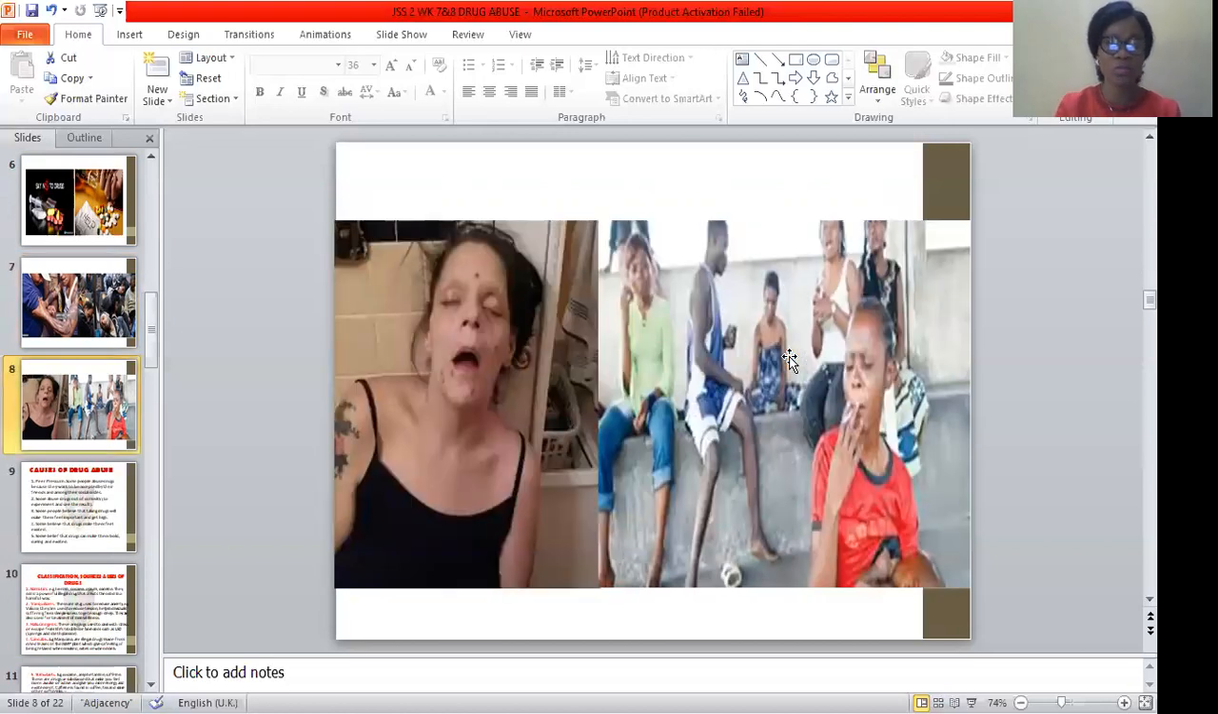You can also see this lady here. I believe this is her bedroom or her home. She has taken enough drug that, look at the way she's even looking. She looks so unkempt. She looks so unattended to. She's not even safe in this condition.